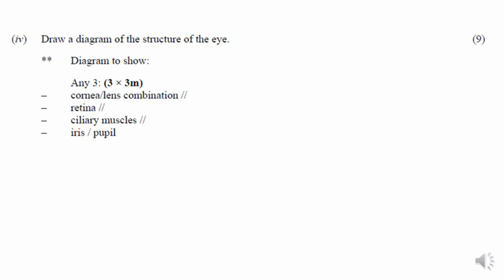Okay, 9 marks. Diagram must show any 3 of the following. So any 3, and you get 3 times 3 marks to make up your 9. So we included the cornea and the lens. Yes. We included the retina. We included the ciliary muscles that adjust the lens, and we included the iris or the pupil. Okay, that means here if you included one of those 2 you'd get 3 marks, and we have more than enough to get 9.